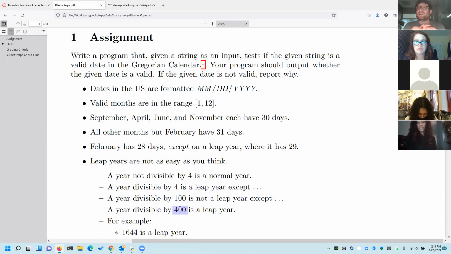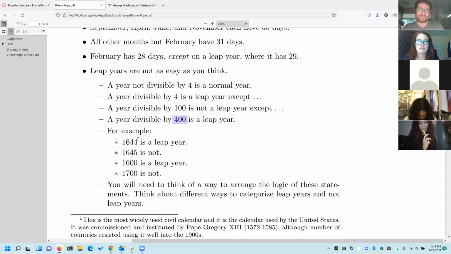So again, 1996, leap year. 1997, not. 1998, not. 1999, not. 2000 is. 2004 is. Year 100 is not a leap year. Year 200 is not a leap year. Year 300 is not a leap year. Year 400 is a leap year. Yes, it's confusing. So here's some examples. 1644 is a leap year. 1645 is not. 1600 is a leap year. 1700 is not.